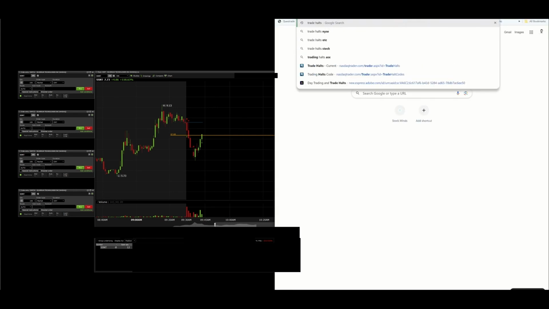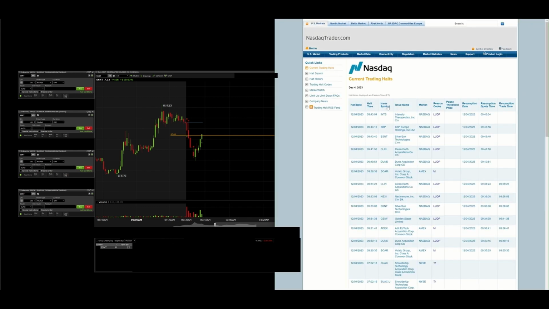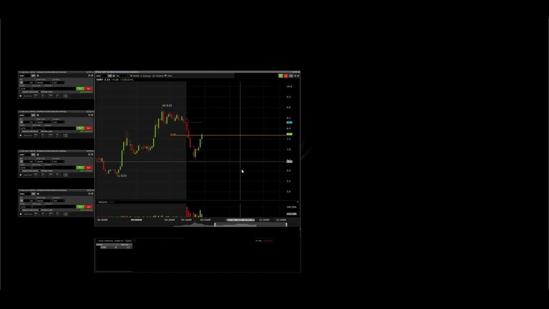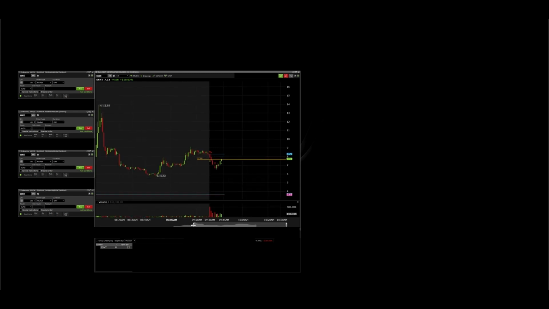You can just type in trade halts. NASDAQ Trader will tell you all of the current halts that exist. SSNT, you can see it halted at 943. Typically, it will unhalt after 5 minutes or 10 minutes. So we might skip ahead here so that we're not just waiting for the whole 5 minutes. There we go. I think it skipped ahead.